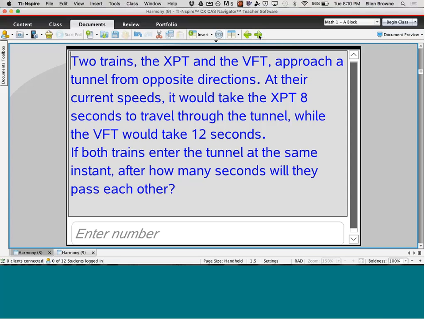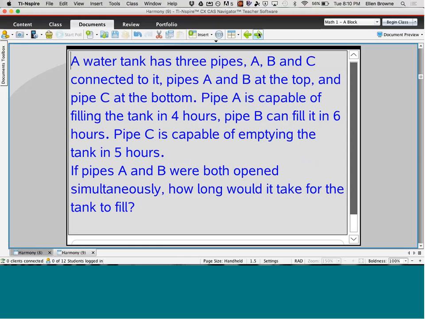So how much of a tunnel would the XPT We got an answer for the other one. Thank you. Very nice answer. We'll come back to that. How much of the tunnel would the XPT get through in 1 second? If it takes 8 seconds to travel through the tunnel, then obviously the XPT covers 1/8 of a tunnel each second. The VFT will cover 1/12 of a tunnel. So your unit becomes tunnel, not time. And suddenly you realise that you're working with reciprocals.